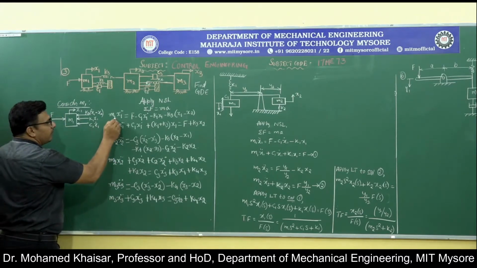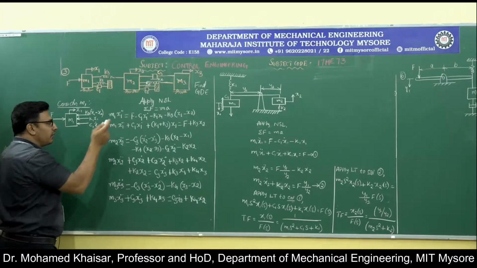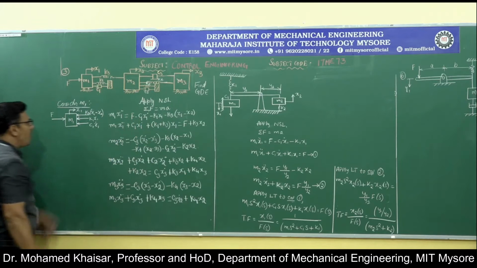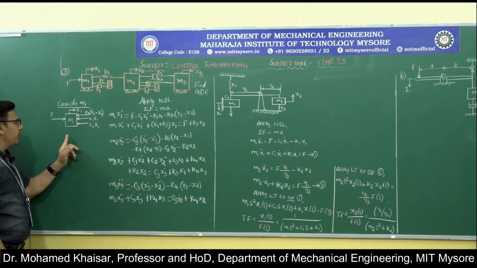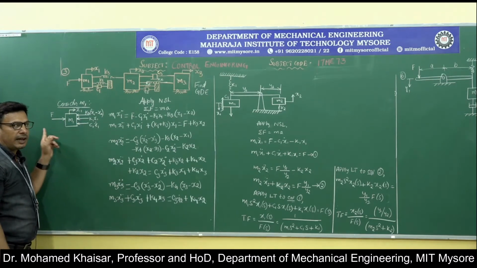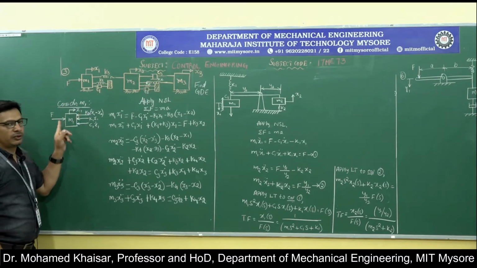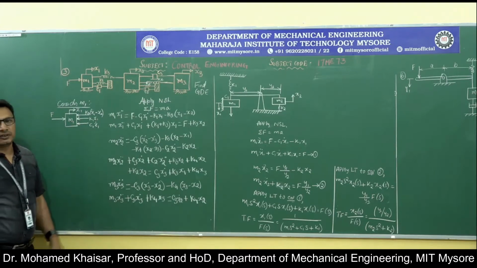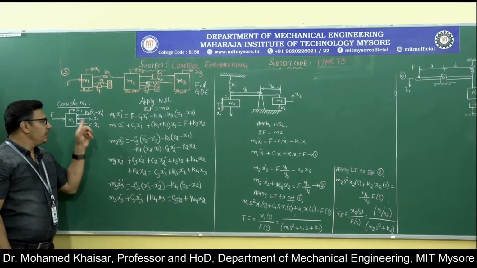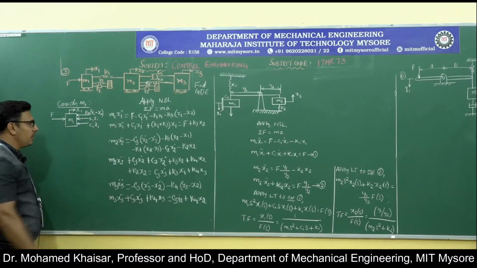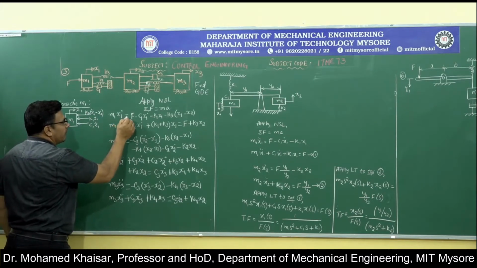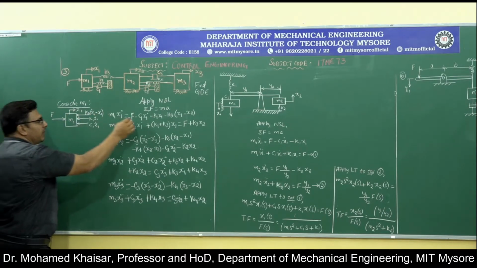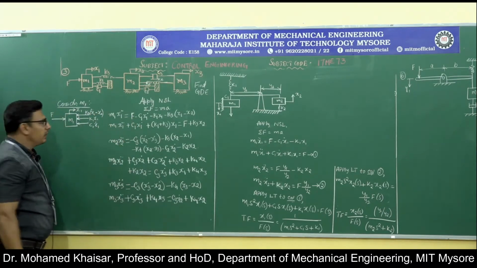So, that is why m1 into, since acceleration is x1 double dot, m1 into x1 double dot is equal to what? All the forces in the free body diagram, all the forces acting in the direction of the displacement are to be written with a positive sign, and all other forces in the direction opposite to that of the displacement must be written with a negative sign. So, m1 x1 double dot will be equal to, see, F is acting in the same direction as the displacement. So, we will retain F with the positive sign.